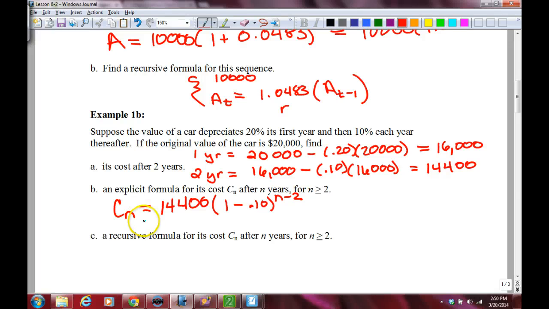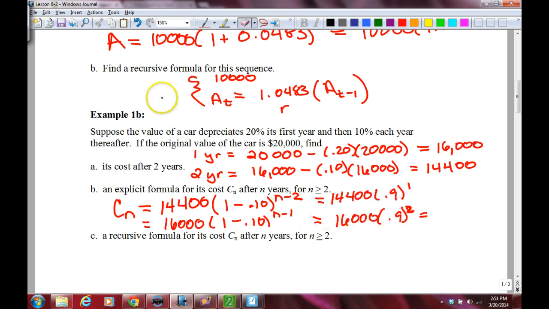Let's try this, guys. Let's see if this turns out to be the same thing, okay? 16,000 times 1 minus 0.2 to the n minus 1 instead of n minus 2. No, because it's the year before this one, right? Okay, so let's just check and see if that changes anything. It may not. So let's try n of 3 for each one of these and see if it makes the same value.